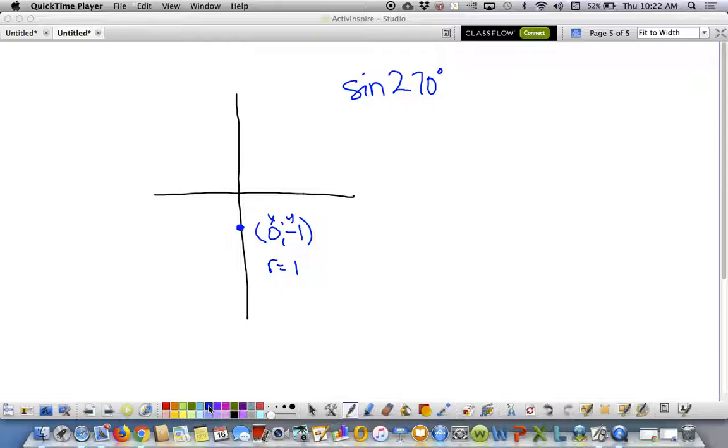Sine, again, is dealing with y. You need to draw that triangle. It's okay to draw a triangle and just pretend it's like a dot over here, with your r, x, and y. You need to draw that triangle to see opposite over hypotenuse, y over r. So sine 270 is negative 1. If you have sine or cosine of a quadrantal angle, your options are 0, 1, or negative 1.